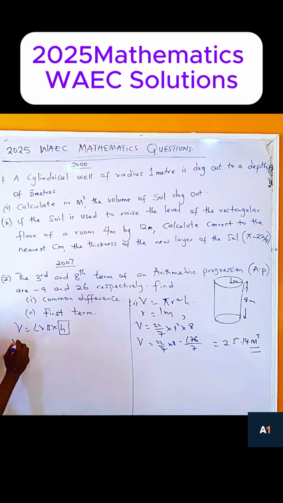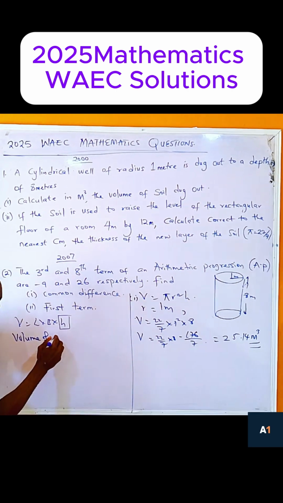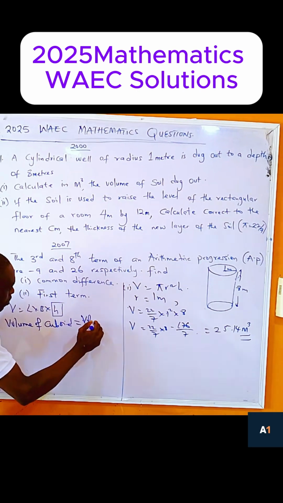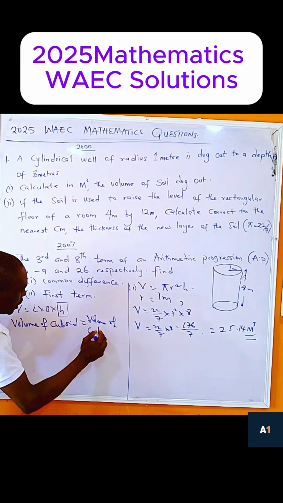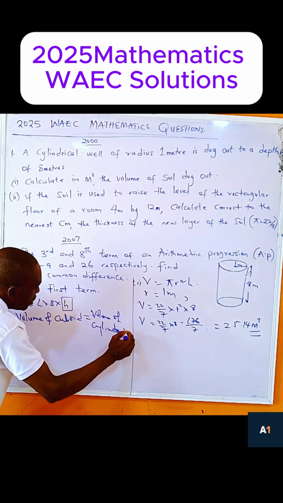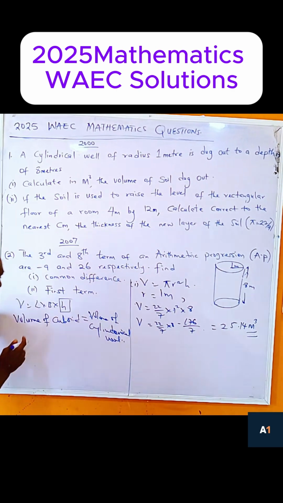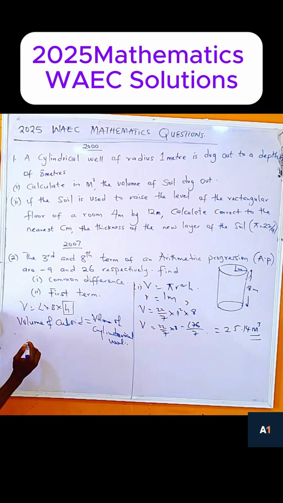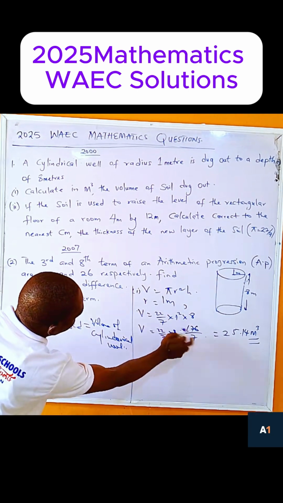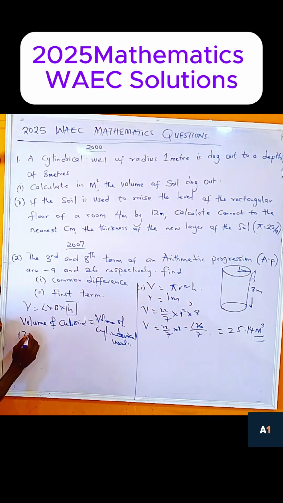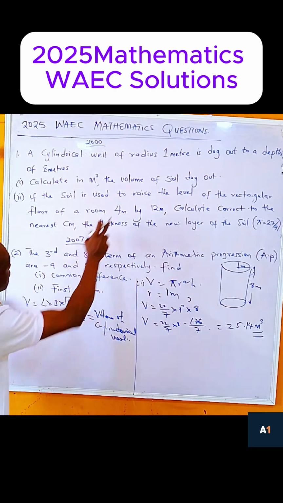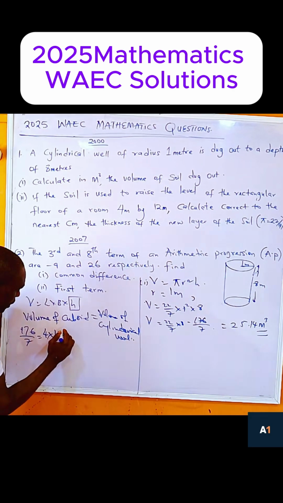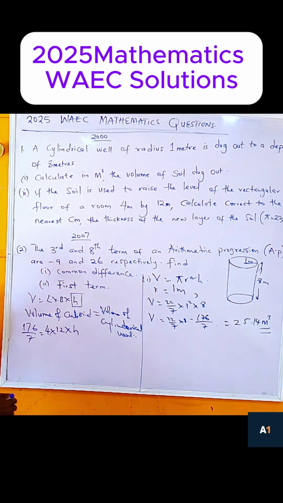Meaning that the volume of cuboid is equal to the volume of cylindrical well. So we have gotten the volume of the cylindrical well to be this. Let's take this one: 176/7 equal to, then the length is 4, then the breadth is 12, then times the height, which we are looking for.